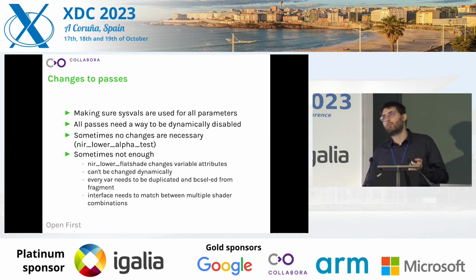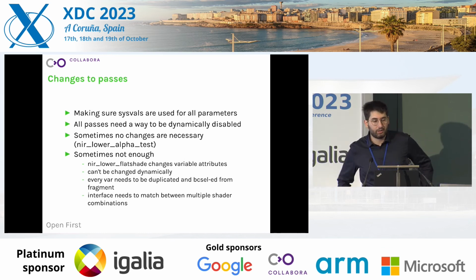Also, all passes need a way of being dynamically disabled. And this is because we're doing all of the passes, but some features need to be disabled sometimes. And sometimes this is implicit. For example, for alpha test, we can just set the test to always and it does nothing. But in some cases, we need to change the pass to add some conditional inside it. In some cases, that's not enough, and we need to rewrite it. An example of that is NIR lower flat shade.